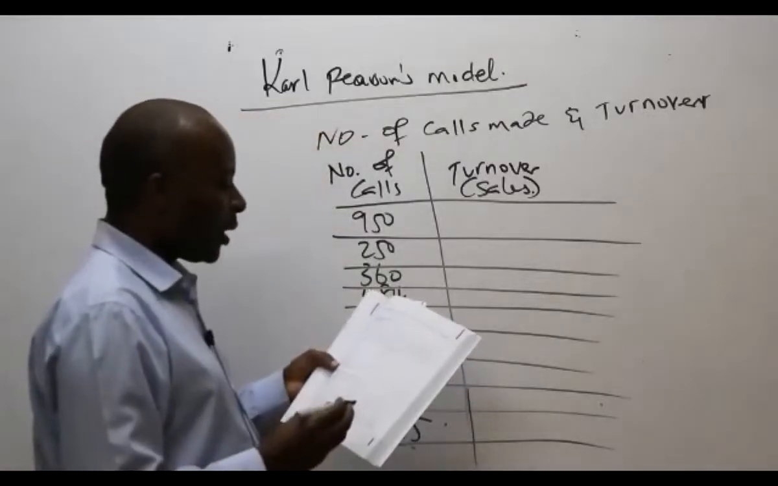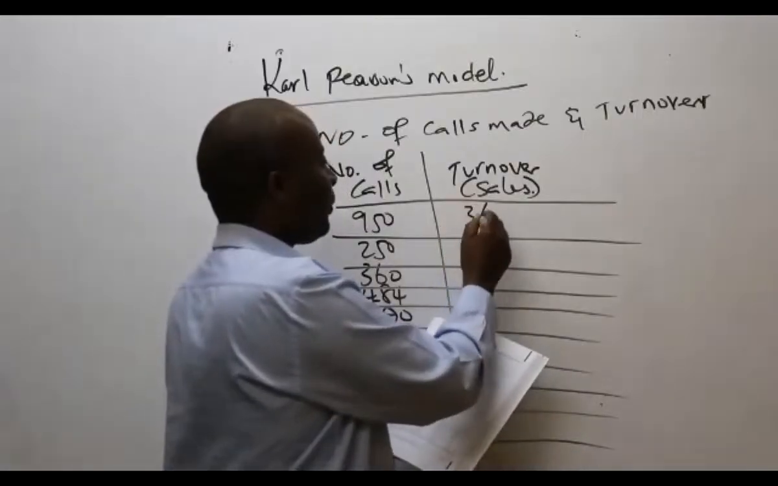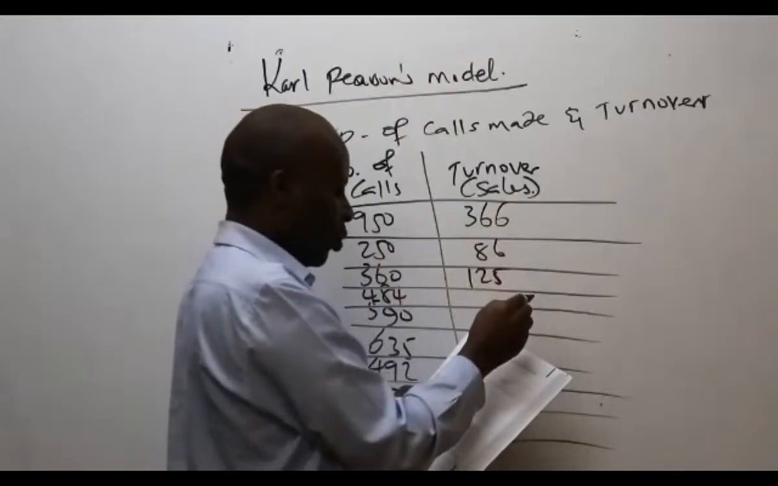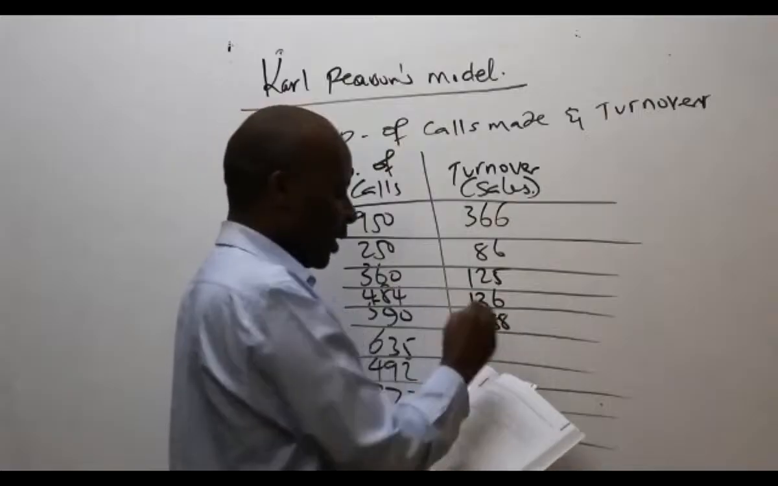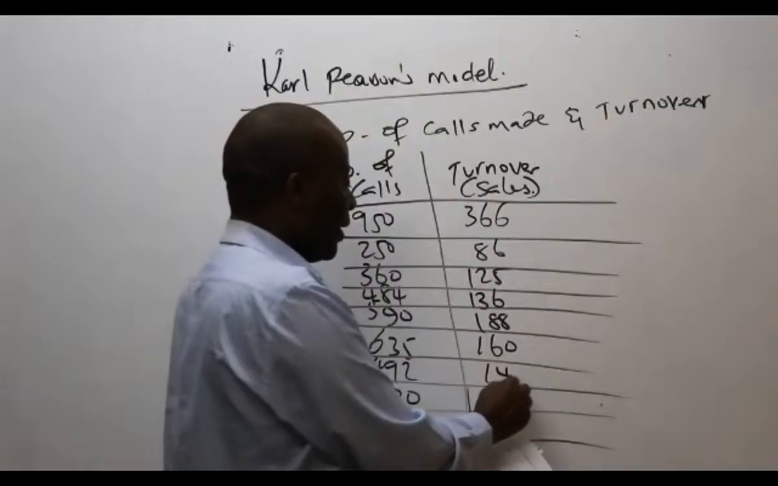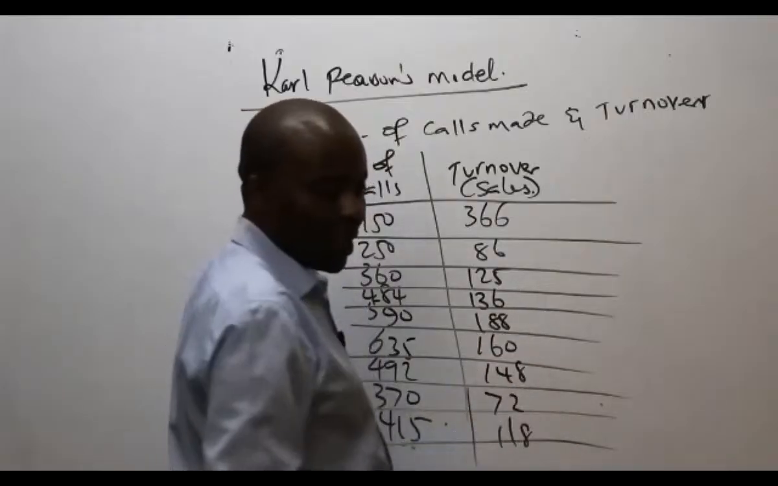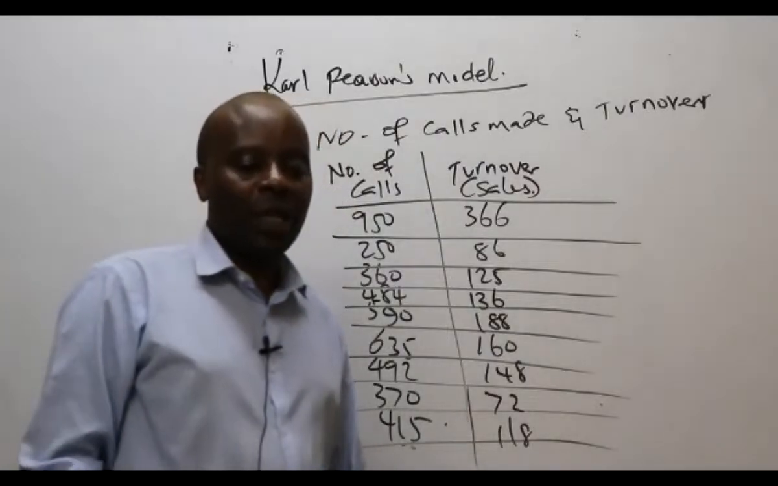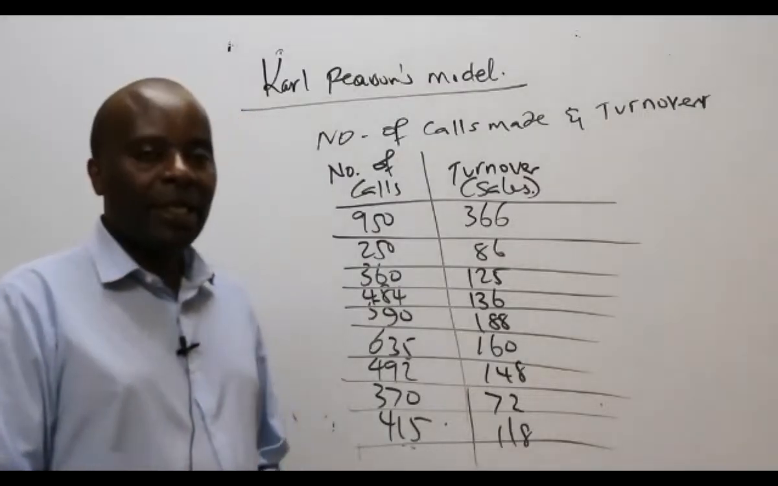So for turnover, the first one they have given me is 366. Then we have 86, 125, 136, 188, 160, 148, 72, and then we have 118. So please, first of all, we must copy up to there. And the moment you finish copying up to there, could you kindly stand up and say yes?